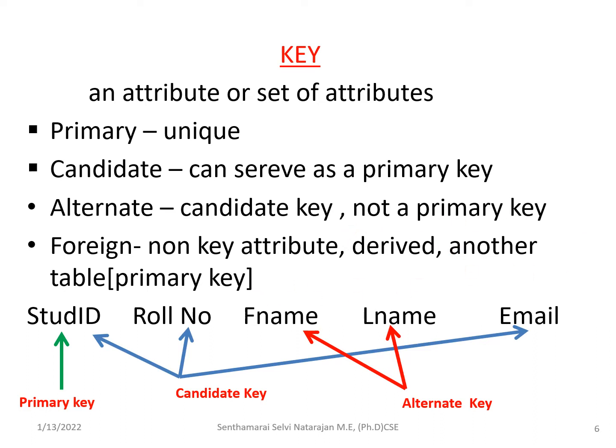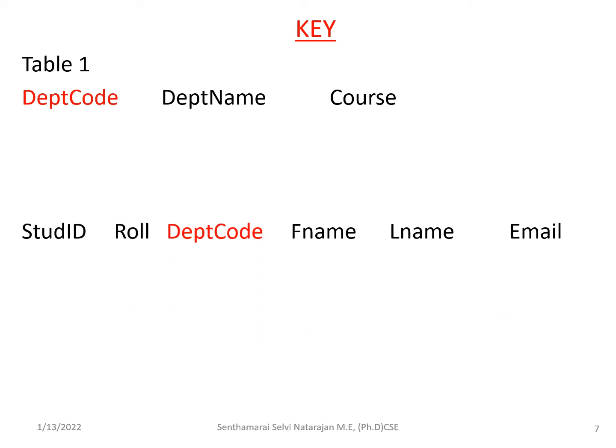Then moving to the foreign key, we'll see the same example, since I have said we have to link two tables. Here two tables are given. One table has the department code, department name, and the course in the department. The next table has the student ID, roll number, department code, first name, and last name. To link it with the first table from the previous slide, we are going to connect using the department code.